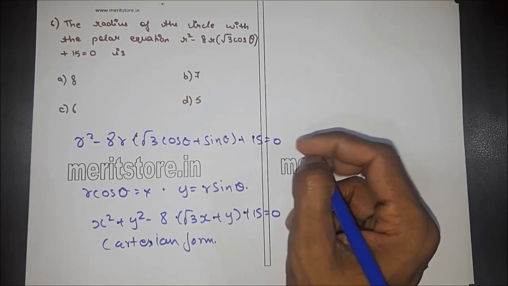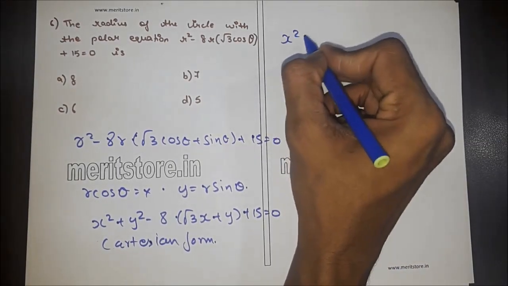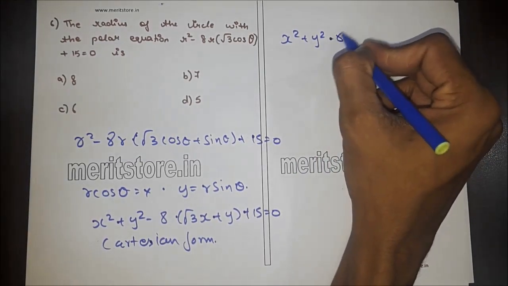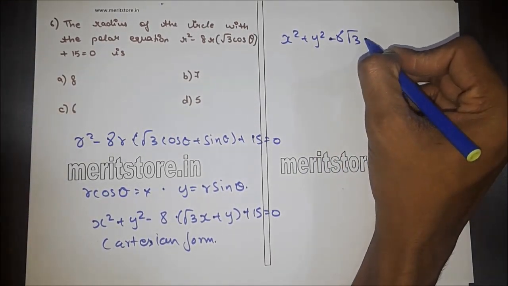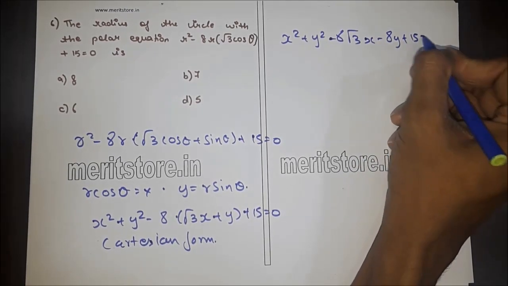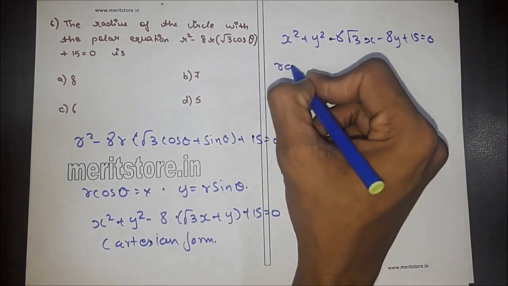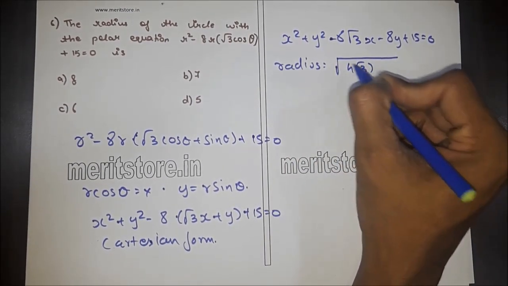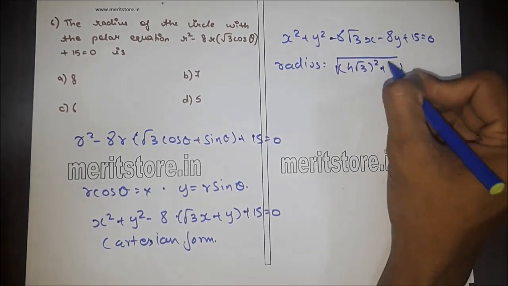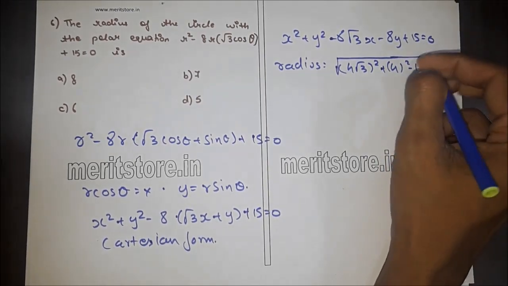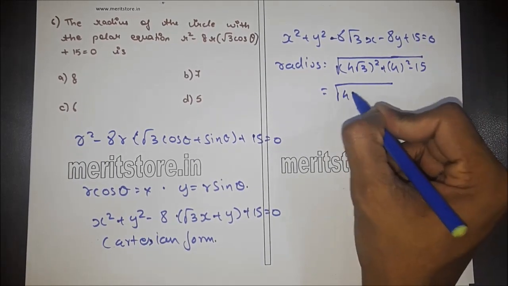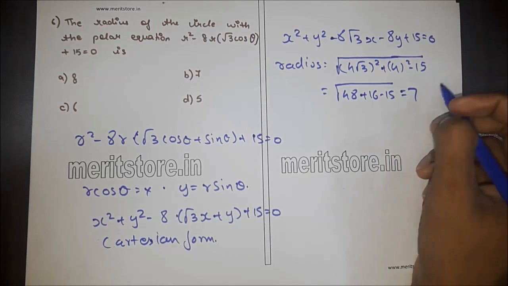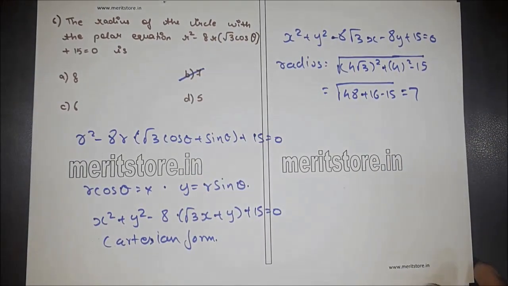Solving this, we get x square plus y square minus 8 root 3 x minus 8y plus 15 equal to 0. So we get the radius equal to root of (4 root 3) whole square plus 4 whole square minus 15. We get this as 48 plus 16 minus 15, equal to 7, which is our option B. Therefore, option B is the correct answer.